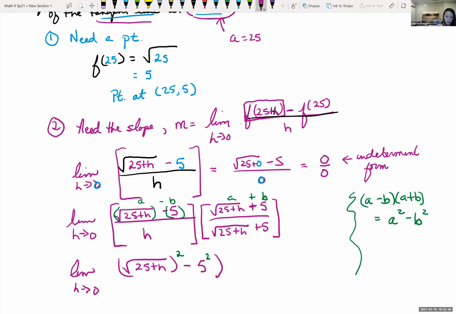All over, we're not going to distribute here. If we distribute, you're going to see you get 0 over 0 again, and you're going to have to factor out the h. So let's just leave it out there. So we have the square root of 25 plus h, and then outside that radical, we have that plus 5.